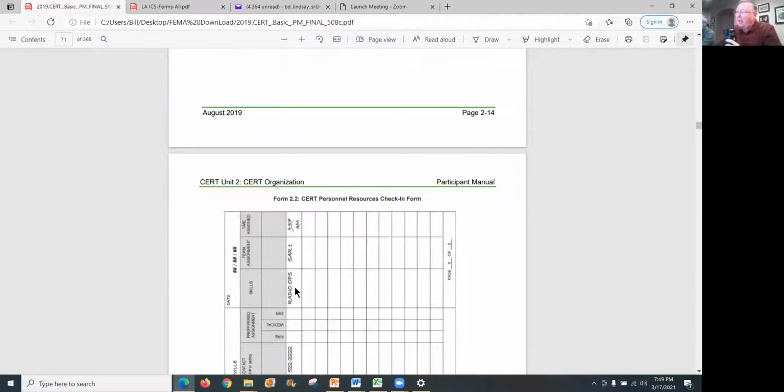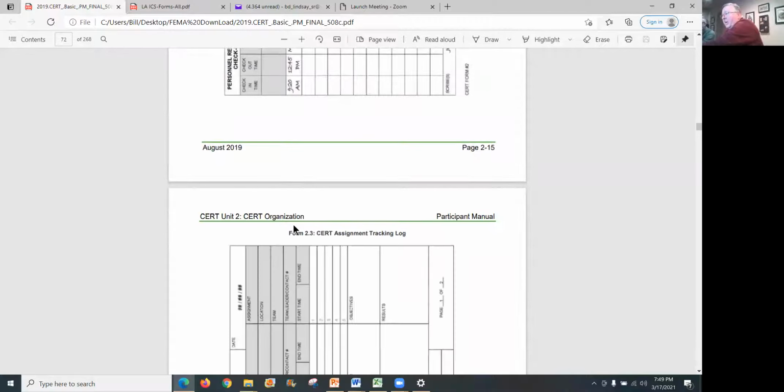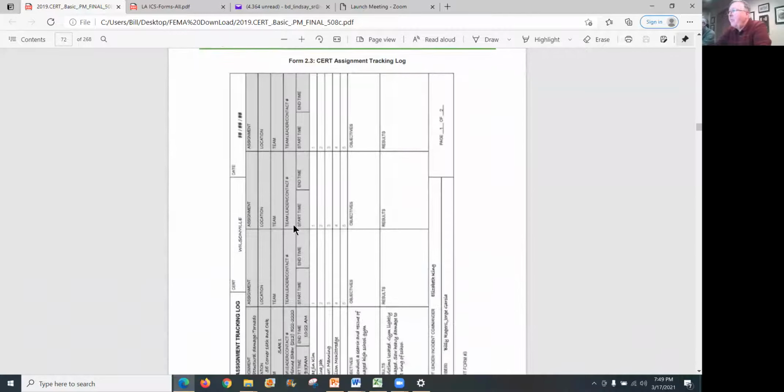And then you can get where you got signed to and what your team is in timeout. But then here's another form, assessment tracking log.